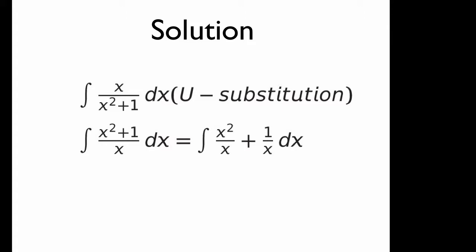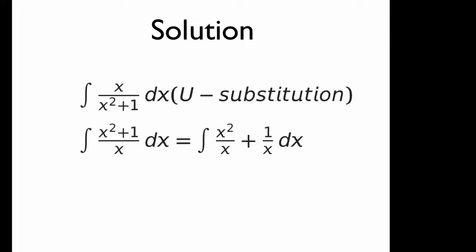So you'll see the top one is a u substitution. We can let u equal x squared plus 1. So du is 2x, and if I divide by 2, I've got that x dx in the numerator. The second one, though, is not u substitution because the x is in the denominator, and we don't want du in the denominator. But you can separate it.